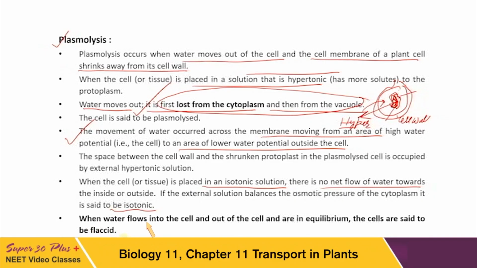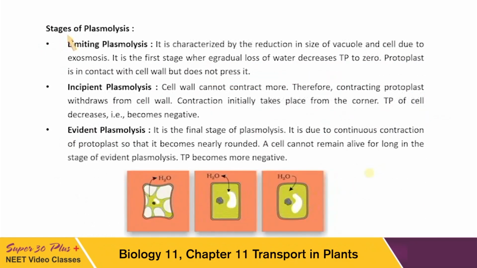When water flows into the cell and out of the cell in equilibrium, that stage is known as flaccid. Like this, here is a plant cell. So if the amount of water which goes in and which goes out is equal, the cell is known as flaccid. Stages of plasmolysis: you see children, three stages are identified. One is limiting, followed by incipient plasmolysis, and followed by evident plasmolysis. This is clearly visible plasmolysis, the evident one.